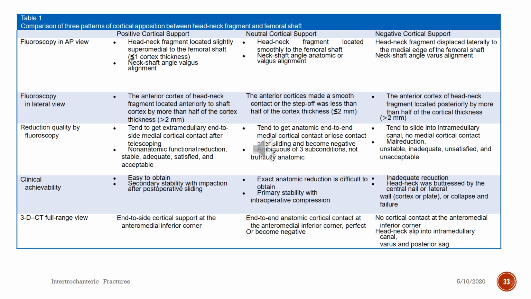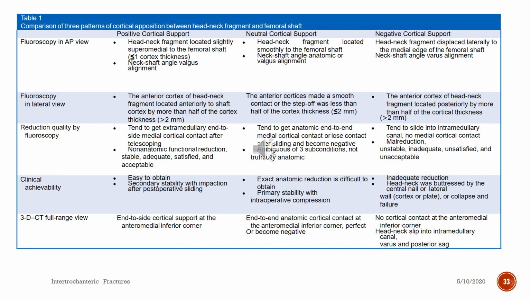This table is very explanatory. This table clearly describes the fluoroscopy AP view, and what is the meaning of positive cortical support, neutral cortical support, and negative cortical support. Also described in the lateral view are reduction quality by fluoroscopy, clinical achievability, and the 3D CT full range view, which also explain the positive cortical support, neutral cortical support, and negative cortical support. Please carefully examine this table.